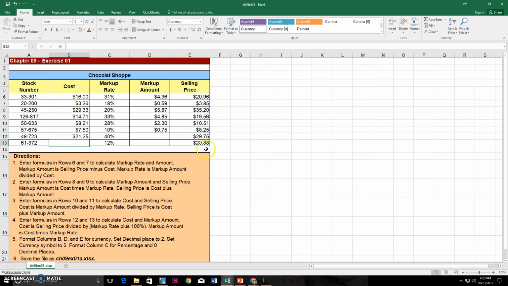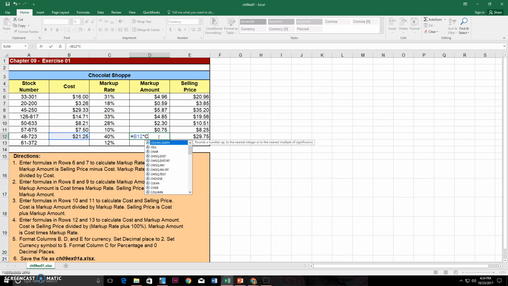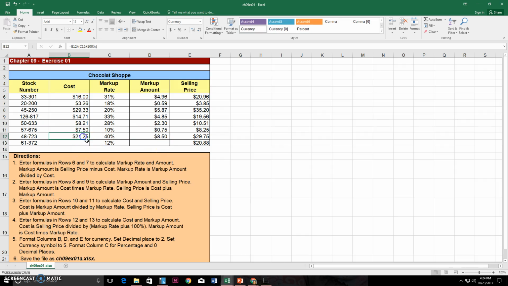Okay, 2125. And then our markup amount is going to equal your B12, which is your cost, times C12, which is your markup rate. And it's the exact same formula you would use for both of these. Okay, so this is the exact same thing you did, it's just with Excel.